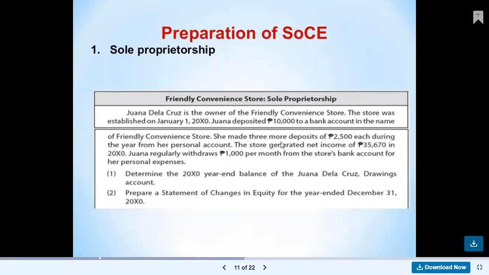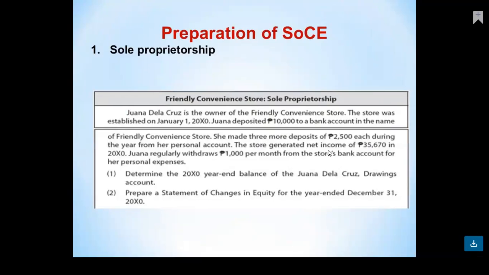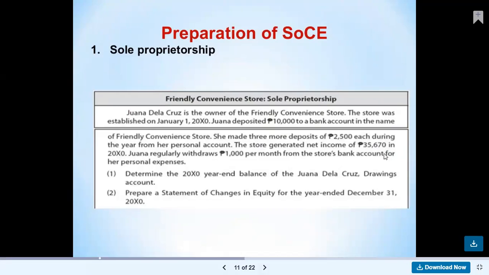She made 3 more deposits of 2,500 each during the year from her personal account. The store generated net income of 35,670 in 2000. Joanna regularly withdraws 1,000 per month from the store's bank account for her personal expenses.